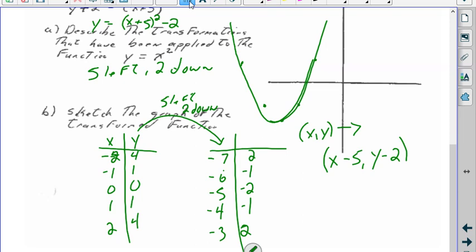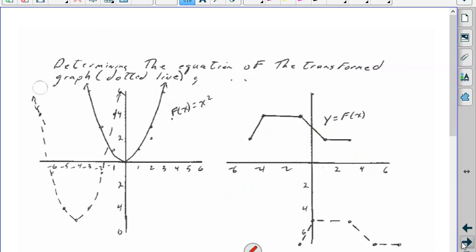We determined what this function notation told us to do to the graph, and then the mapping notation tells us what to do to the coordinates of that graph. Okay, so we have a dotted line. I want to know what the equation that gives me that dotted line does.